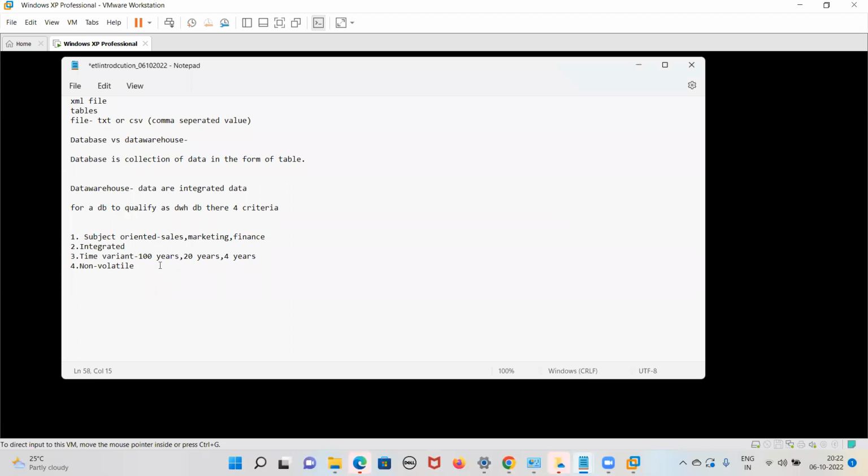So I was telling you the data are time variant. That means it is a huge amount of data: 4 years, 5 years, 10 years, 20 years, 100 years. If you go to a bank and ask, in 2012, what are my account details? What are the transactions I have done? Then what will they tell?